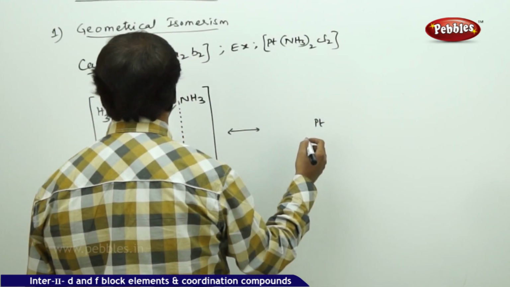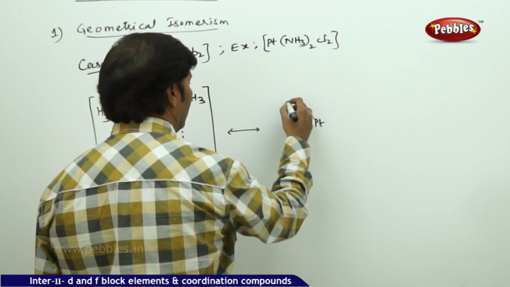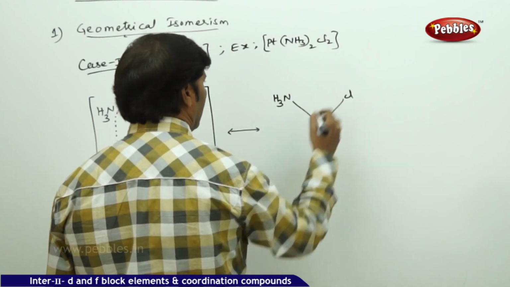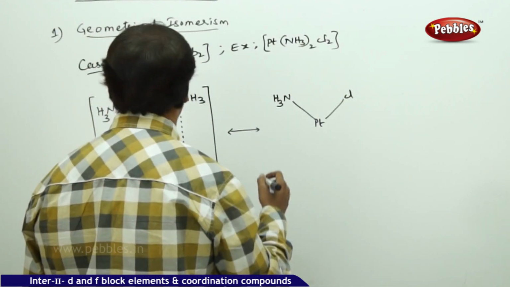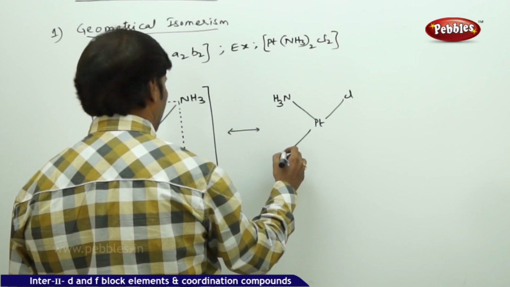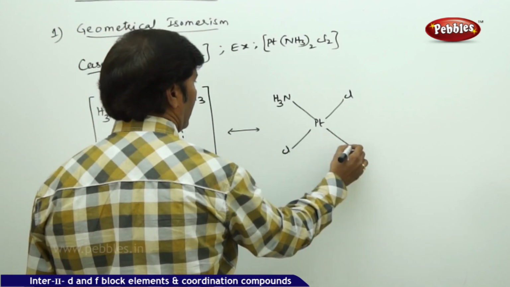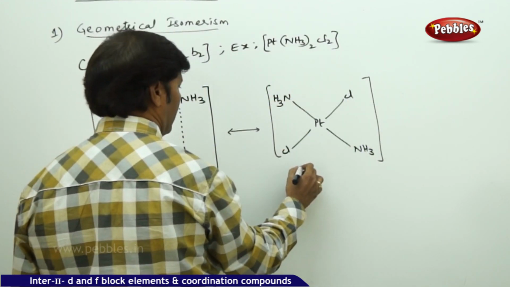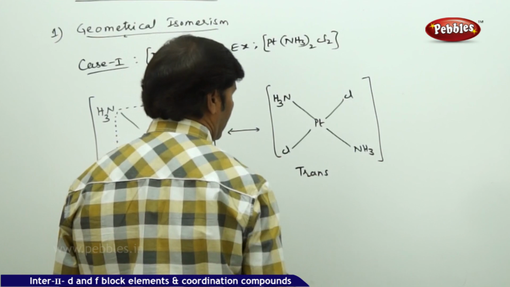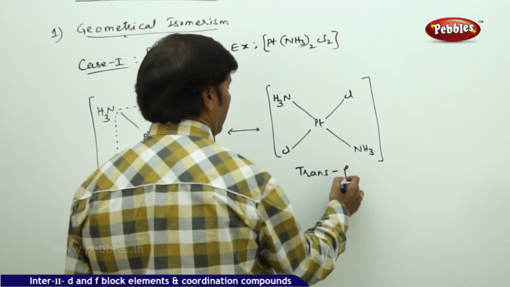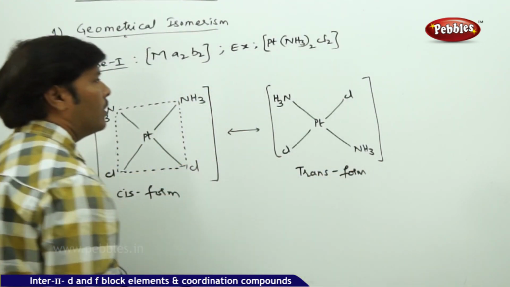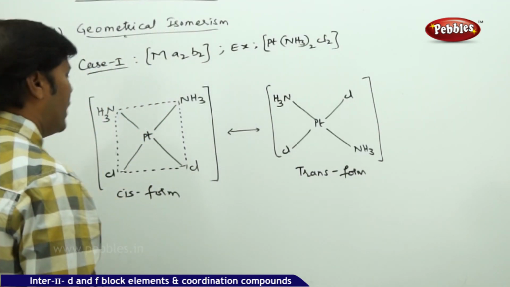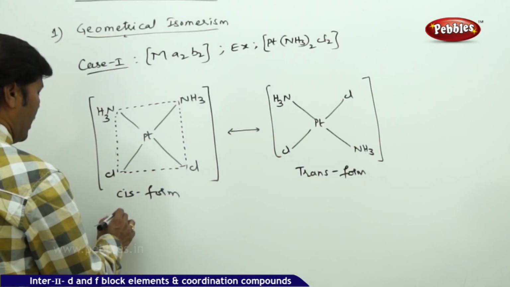So here you try to take, flip one of the nitrogen, take the ammonia molecule over here, and you bring the chlorine over here, and here take one chlorine and bring the ammonia molecule. So this is going to become definitely a trans case. Trans case, this is trans form. Dichlorodiammine platinum complex.